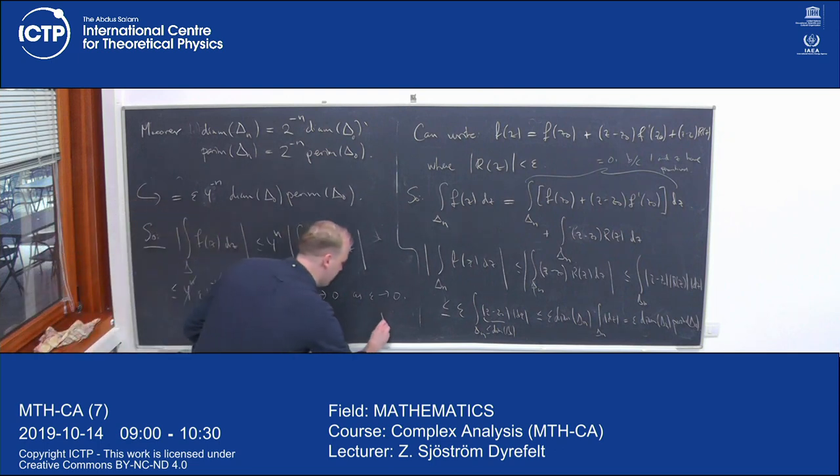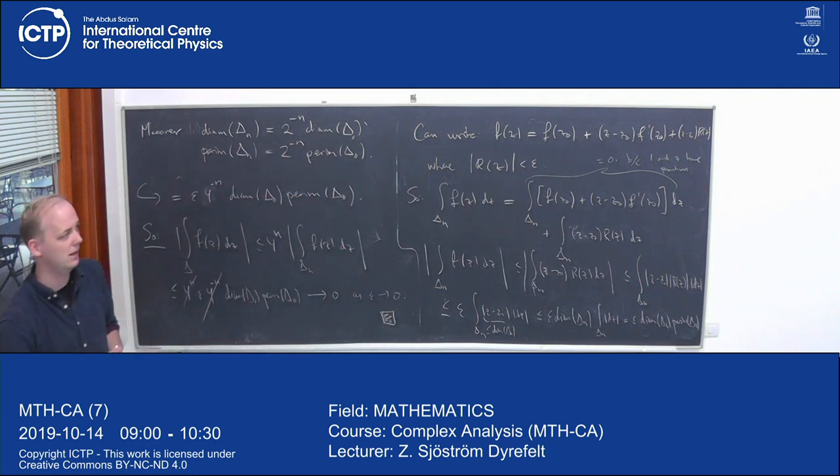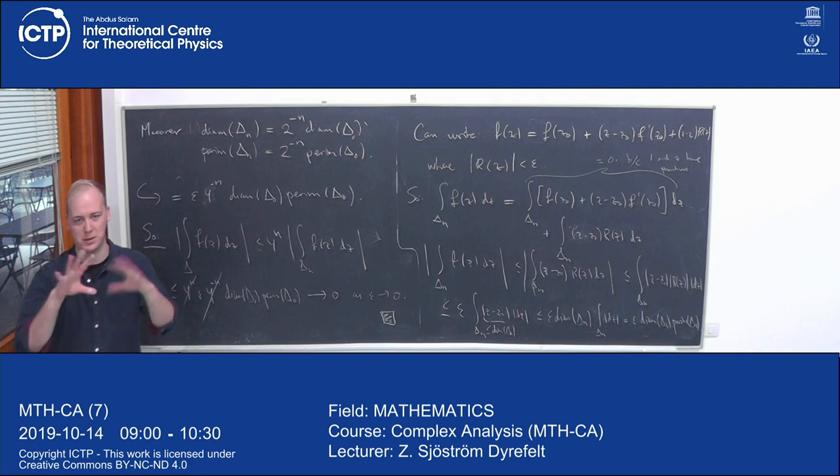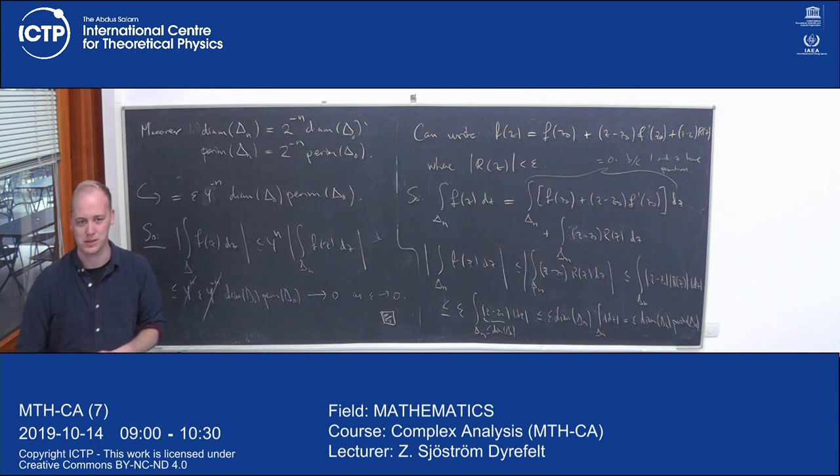So, this was the kind of magical proof by Goursat. I'm not claiming that this is a particularly natural idea to do, but it's not very clear why it should give you anything at all to just start subdividing this triangle into smaller and smaller pieces, and that somehow magically this gives you a proof that it has to be zero.